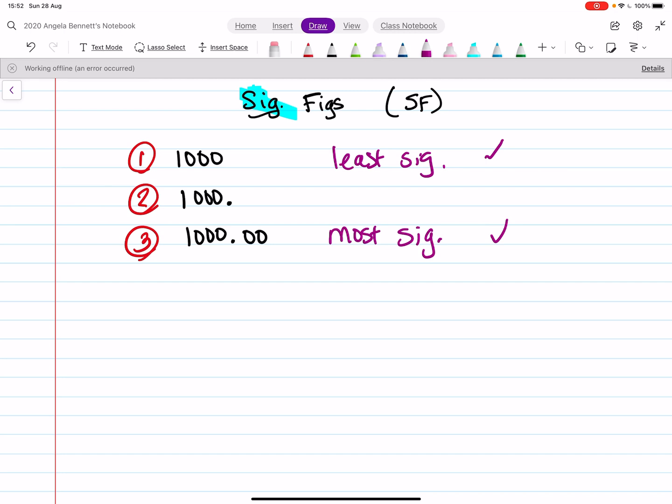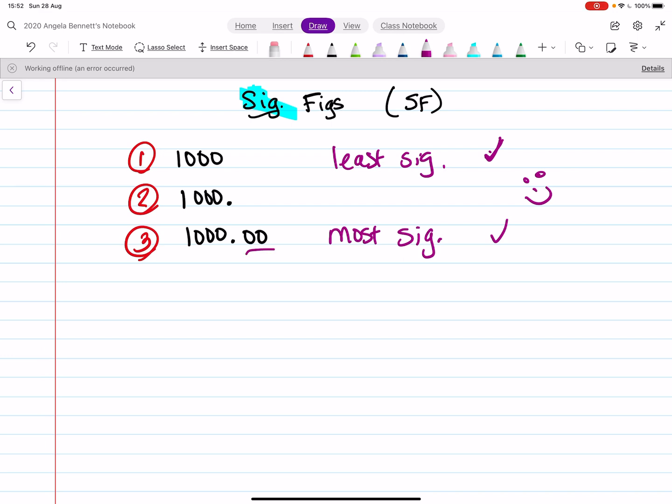Check, check. So good. So if that makes sense to you, and you maybe don't understand why, but you can tell by looking at it that number 3 just looks a little bit more important. It's got a decimal point. It's got some zeros past the decimal point.